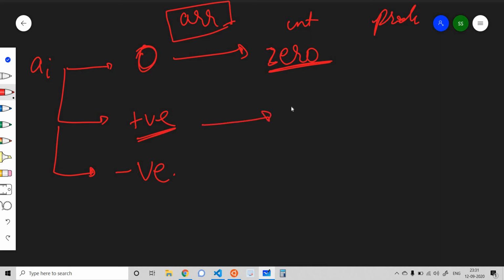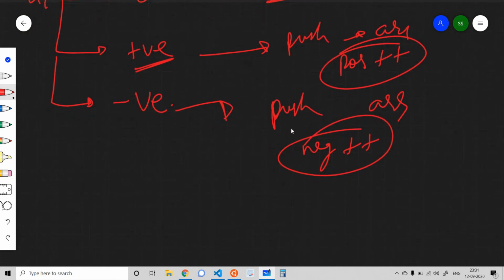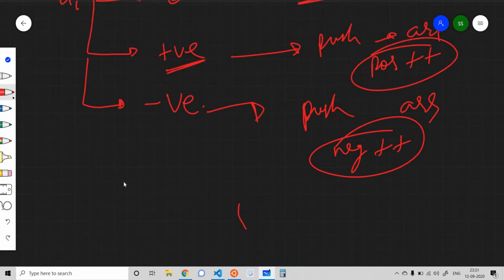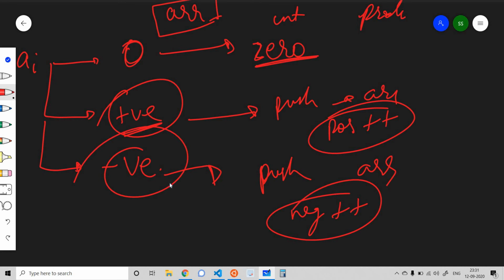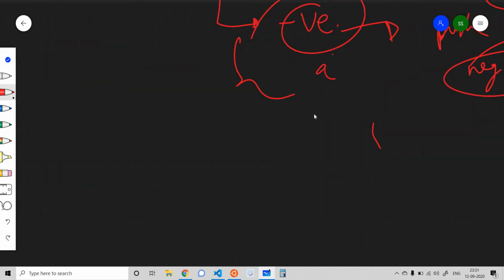So if the element is positive, we are pushing it in our array and also incrementing pos. This is a count which tells us how many positive integers we have in our array, and similarly here we are pushing negatives in our array and maintaining a count for negative. It tells us how many negative integers we have. So if you see, we are only pushing positive and negative values in our array. After doing this for all the n elements, let's say the new size of our array is n.